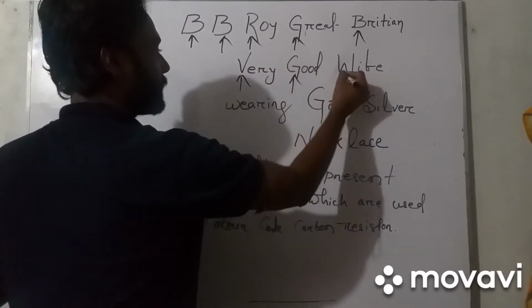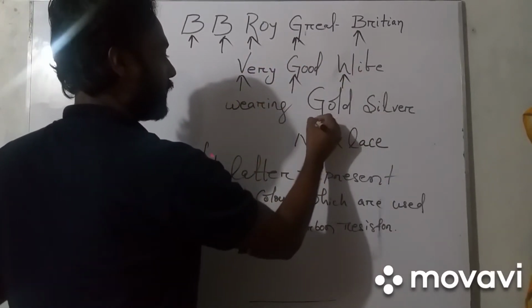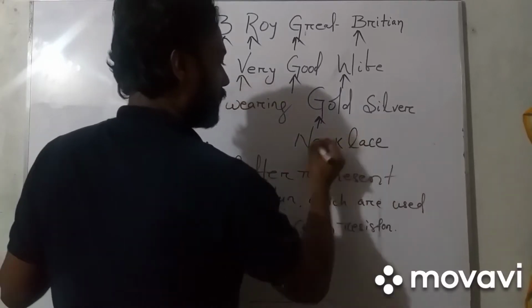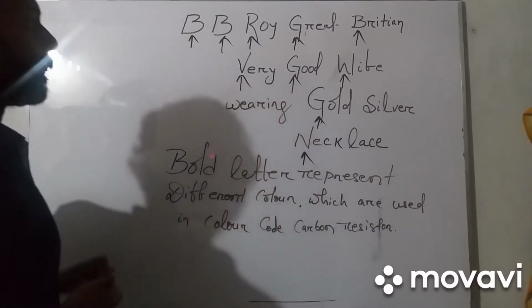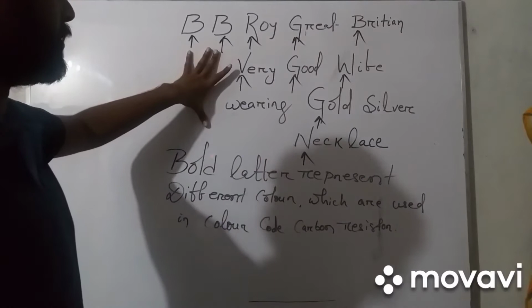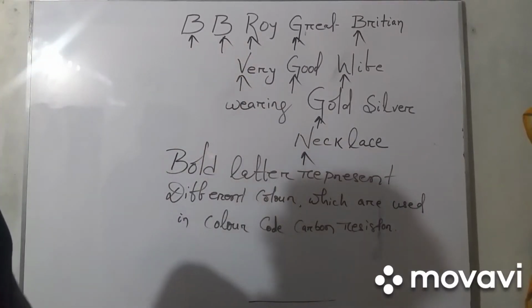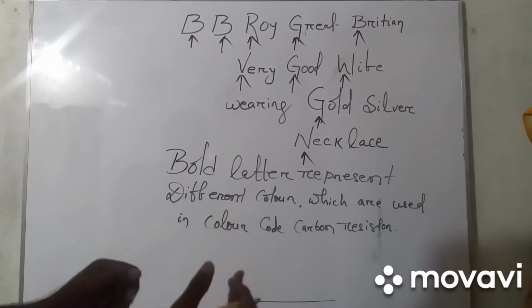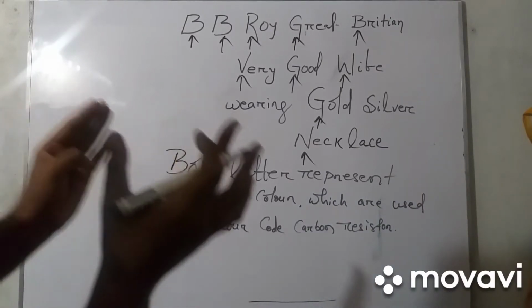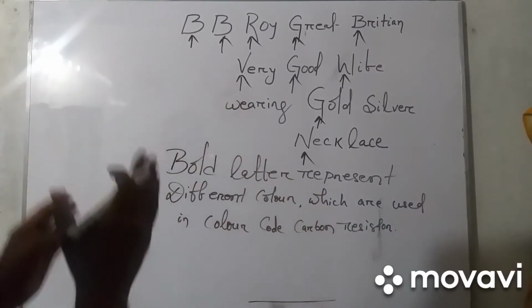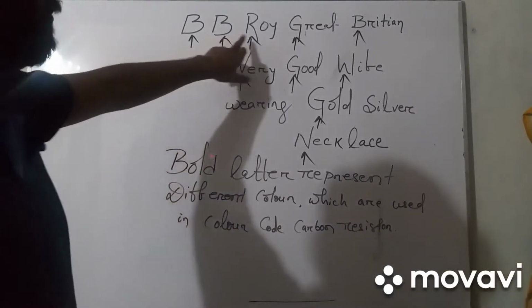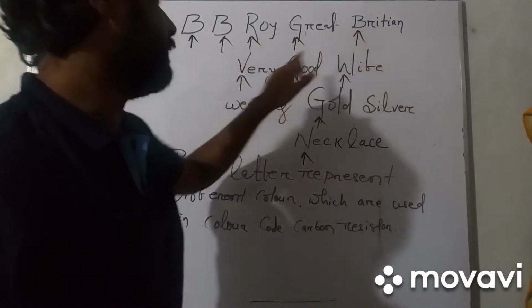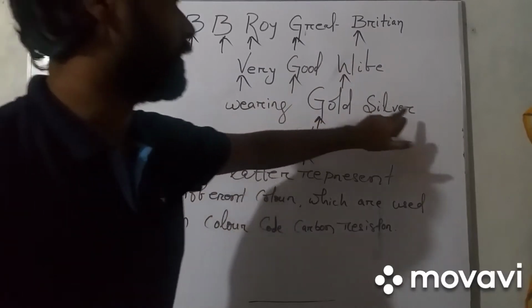Clear? So these are the bold letters which are used in color code carbon. In that way we can remember the colors which are used in color code carbon. Like B.B. Roy, Great Britain, very good wife wearing gold silver necklace.